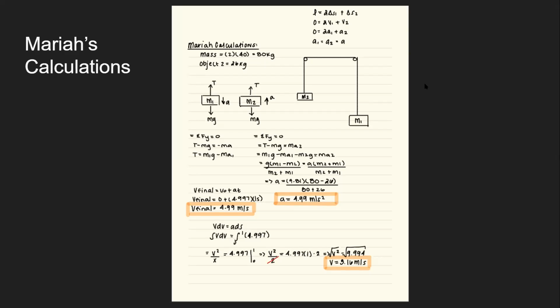So for this scenario here, we had 2 people weighing 40 kilograms each. So we were able to add those together to get mass 1. And then mass 2 was equal to 26 kilograms. And then using those same kinematic equations, we were able to determine that the final velocity is equal to 4.99 meters per second, or the velocity was equal to 3.16 meters per second.